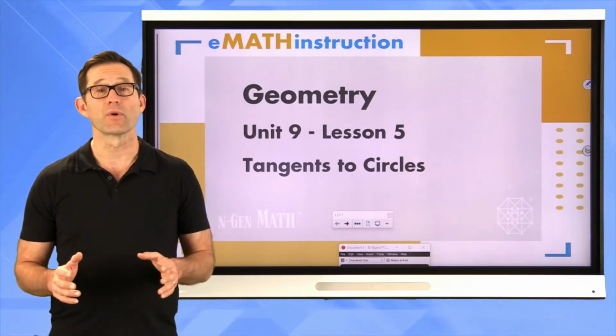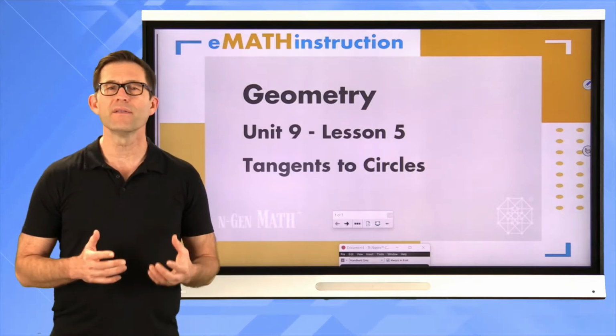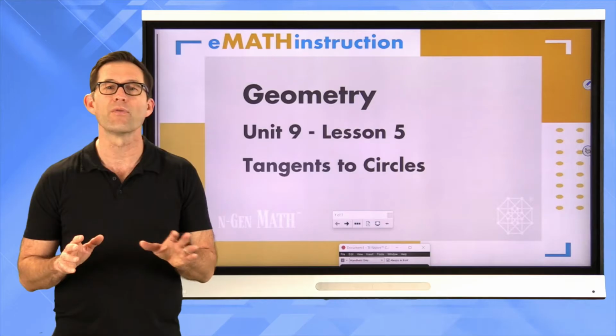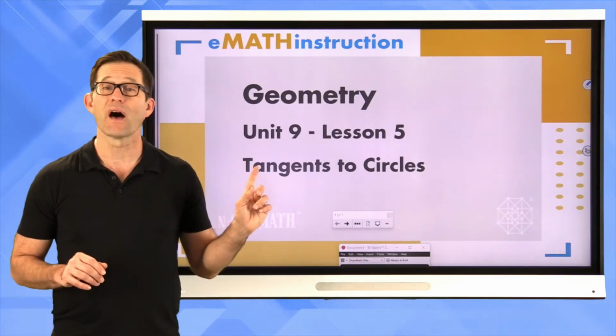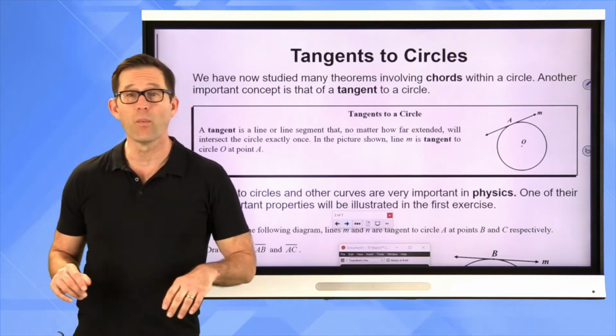So this is kind of exciting. We're going to be introducing a new idea when it comes to circles. Maybe an idea that you played around with a little bit in Algebra 1, but you would have been doing it then with parabolas. Here we're going to be looking at, with circles, these objects called tangents. So let's take a look at what a tangent is.